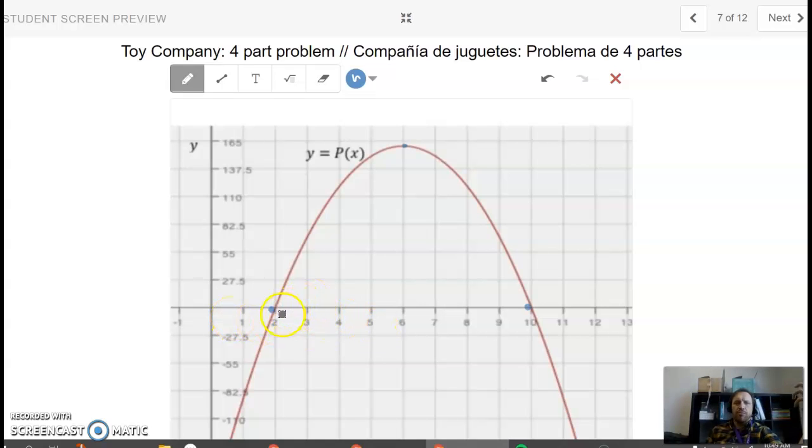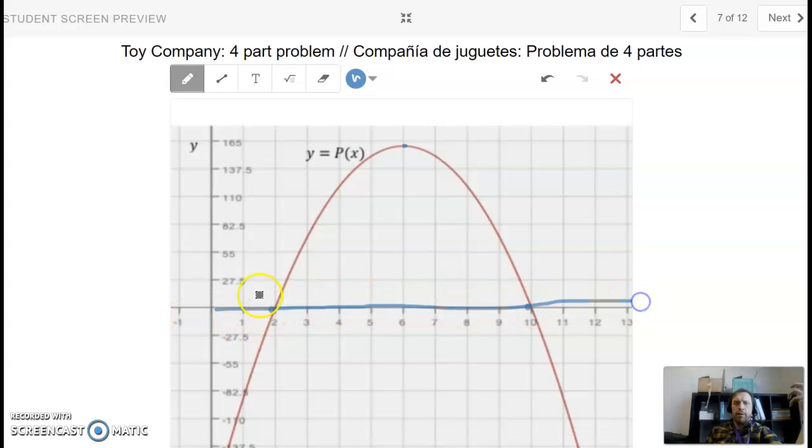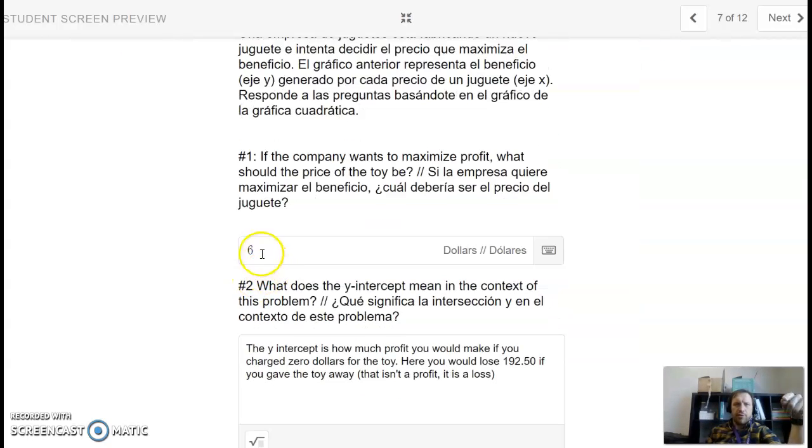All right, if we're trying to maximize profits here, this value down here is how much they charge for the toy. And so 0, 1, 2, 3, 4, 5, 6, 7, 8, 9, 10, 11, 12, $13. So if you charged $6, you reach this maximum profit, and it looks like it's about $160 or so. It doesn't matter exactly what it is, but you know it's $6. If you charge $6, you make a profit of about $160. That's what I wrote right down here, $6.